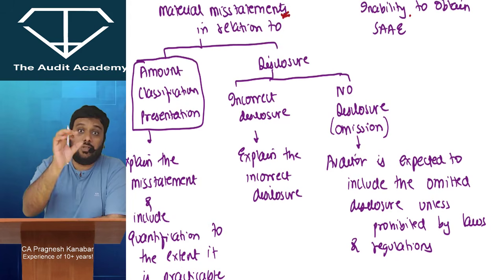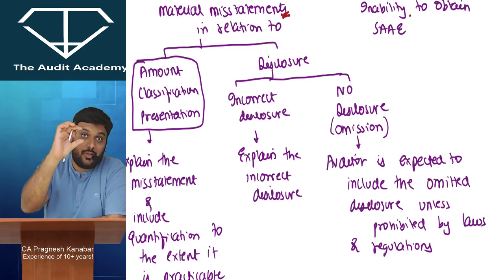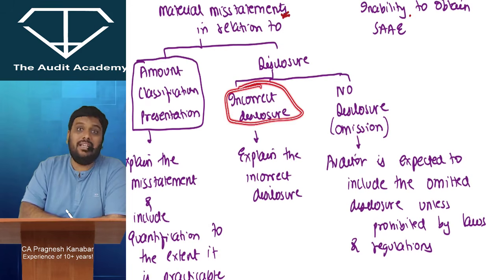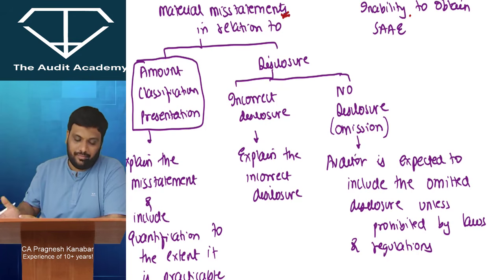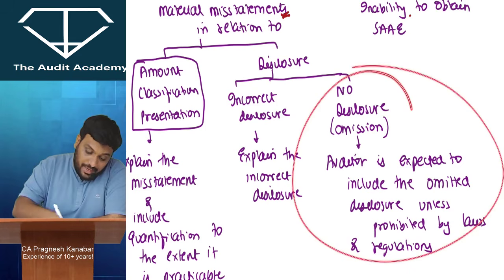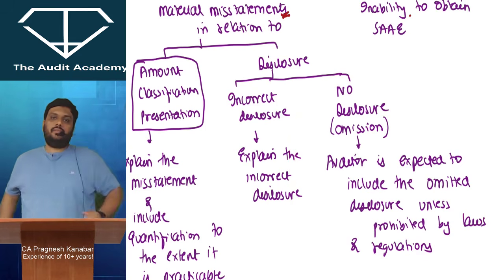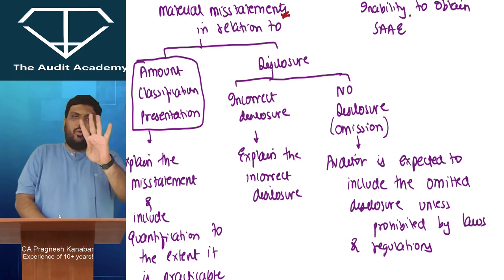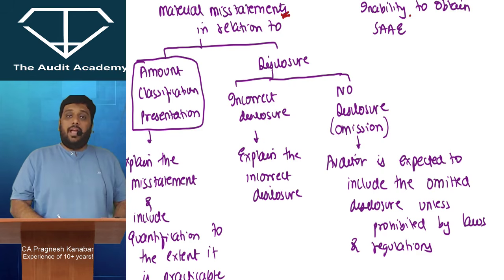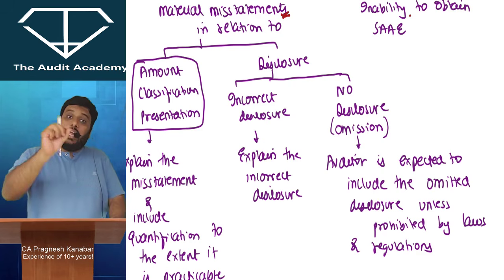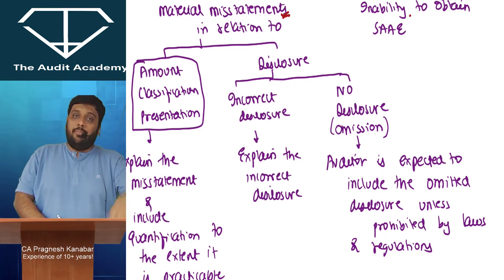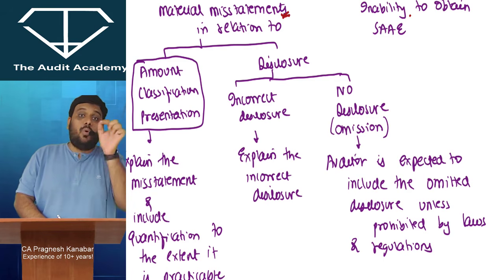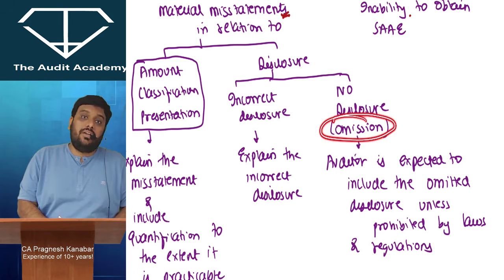When it comes to disclosures, notes to accounts: if it is an incorrect disclosure, then explain what went wrong. However, there is going to be a big adjustment over here. Please listen to me. Let us say management has 4 related parties, and management is not ready to write it in the notes to accounts. As per Ind AS 24, management has to give a list of related parties in the notes to accounts. So management has omitted, I repeat, management has omitted that.